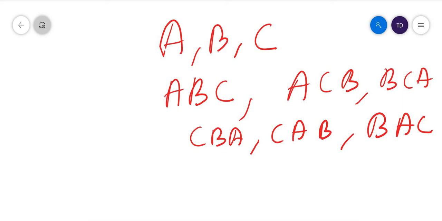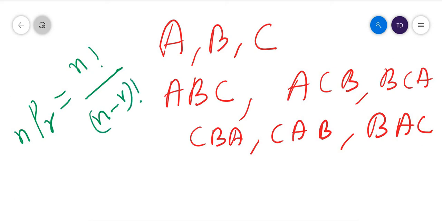The formula for permutation is nPr equal to n factorial divided by n minus r factorial. It is the permutation of r objects taken from a set of n. So that is n factorial divided by n minus r factorial. This is the formula for permutation.